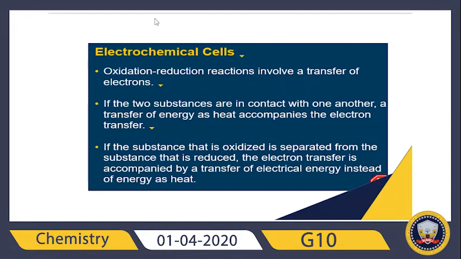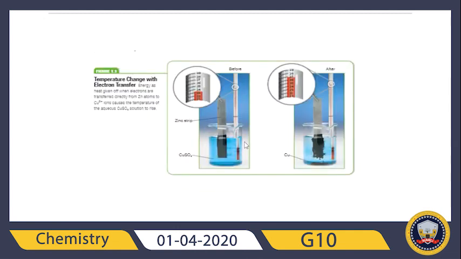So guys, we cannot consider this as an electrochemical cell, because the substance that is oxidized and the substance that is reduced are not separated by a barrier. Then here we do not expect any change in the electrical energy during the electron transfer.